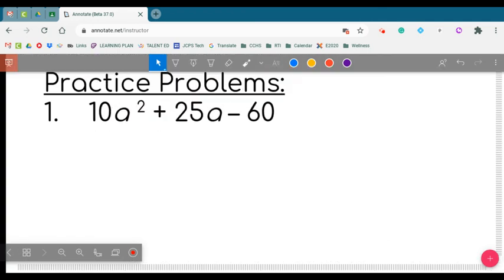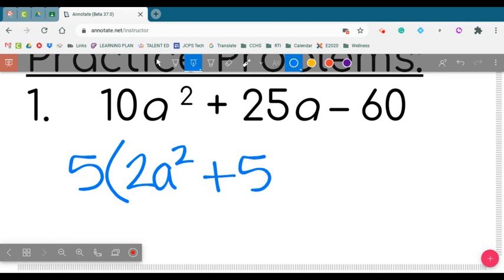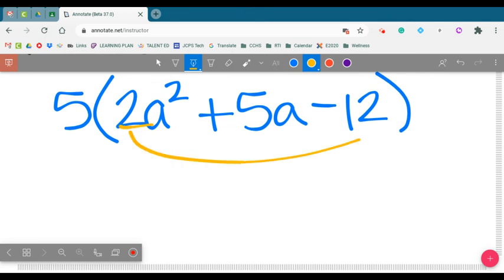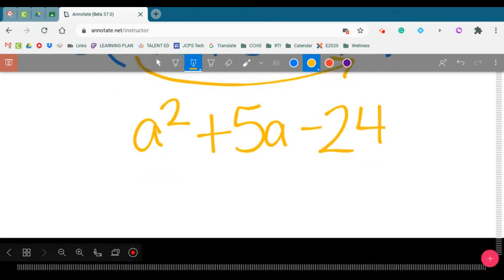Okay, so I have 10a squared plus 25a minus 60. I can pull out a 5. So I'm going to have 5 times 2a squared plus 5a minus 12. My a value is not 1, so I have to do my slide, factor, divide, and swing. So I'm going to get a squared plus 5a minus 24.